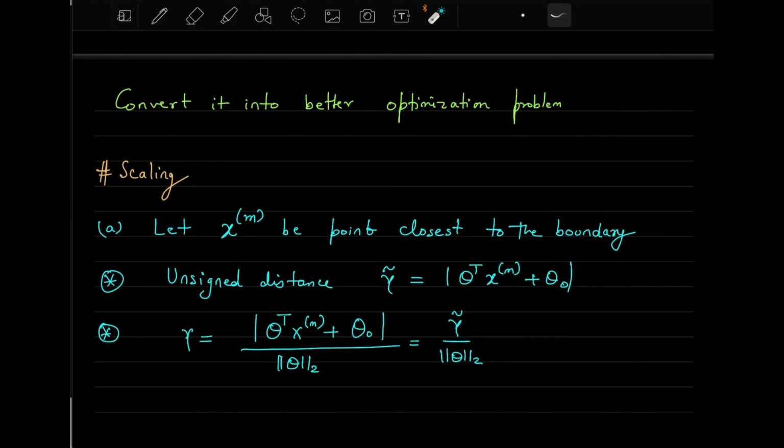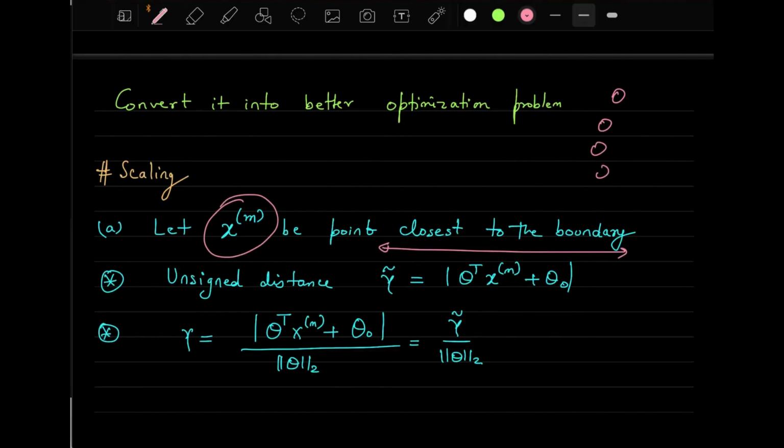One thing to note here is, right now I am saying that xm is the closest point to the boundary, but I am not calculating the boundary right now. We are trying to find the boundary, and yet I am saying that xm is the closest point to the boundary. Right now this boundary is not there at all, but still we are saying that xm is the closest point to the boundary.